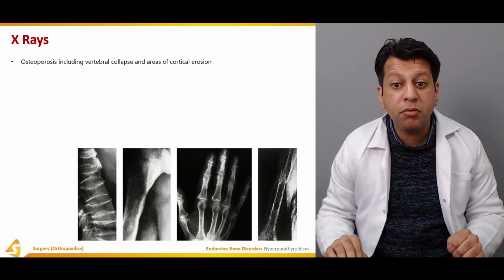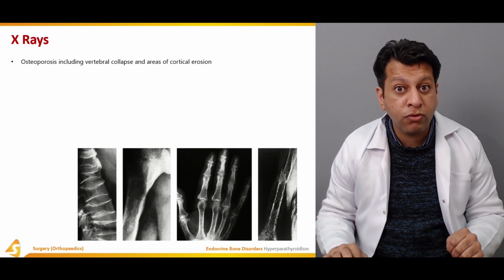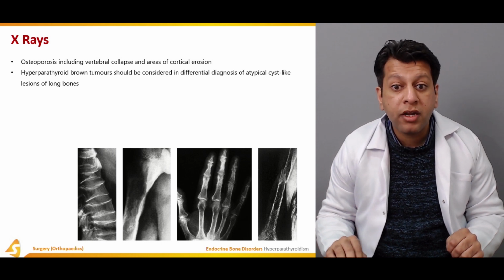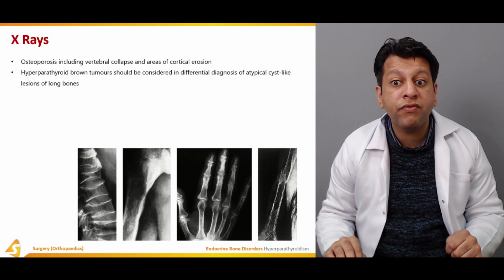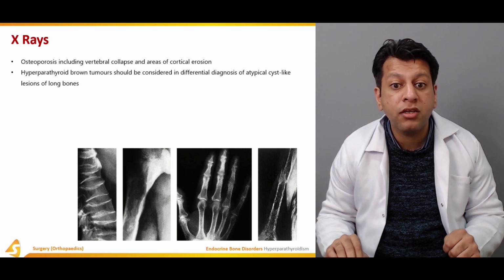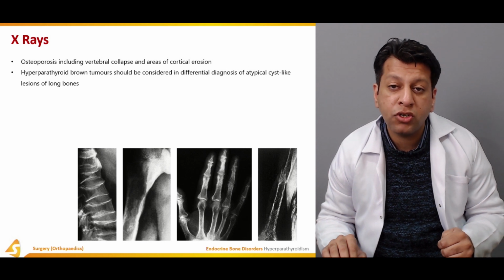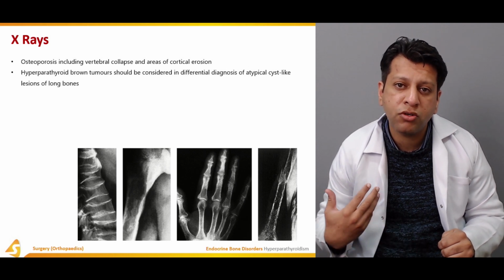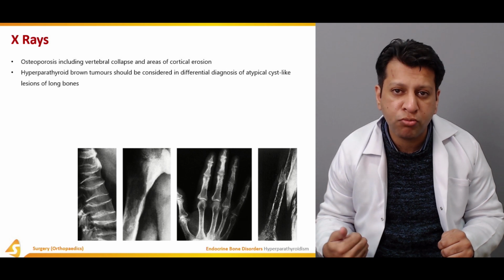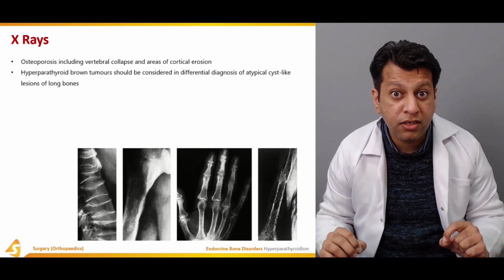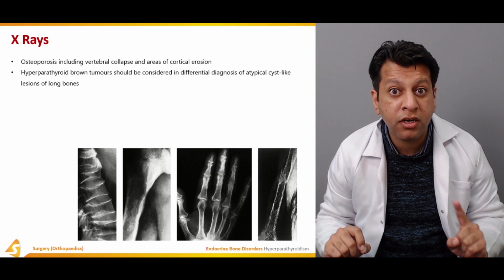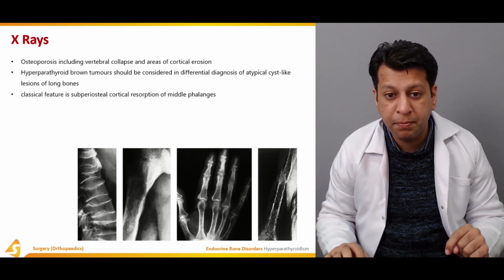Osteoporosis, including vertebral collapse and areas of cortical erosions, are seen. Hyperparathyroid brown tumors should be considered in the differential diagnosis of atypical cyst-like lesions of the long bone, especially if a child comes with an ABC or UBC, that is, an aneurysmal bone cyst or a unicameral bone cyst of the proximal humerus. In any case of a lytic lesion, we should keep hyperparathyroid brown tumors in mind.